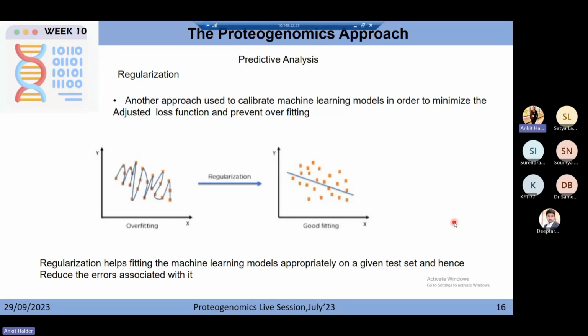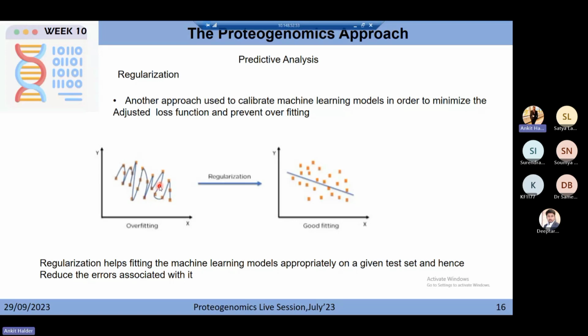So now we are looking at another concept, regularization. What is regularization? This is another approach. Like gradient descent, regularization is also an approach used to calibrate machine learning models in order to minimize the adjusted loss function and prevent overfitting. Whenever we develop any machine learning model and test it on our data sets, we need to make sure that it is neither underfitting nor overfitting the data. That becomes very important.